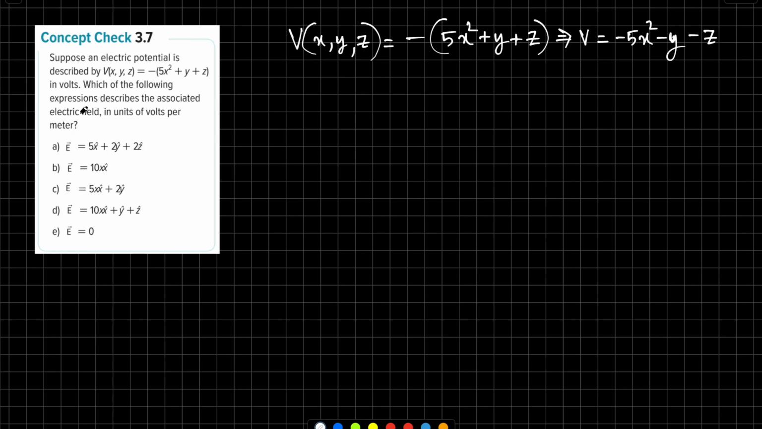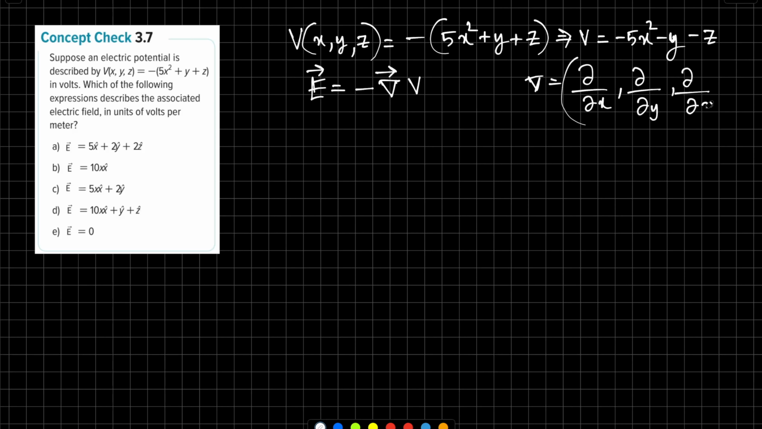We need to find the electric field. This is the equation to find the electric field: E equals minus del V. And what is del? Del is ∂/∂x, ∂/∂y, ∂/∂z.